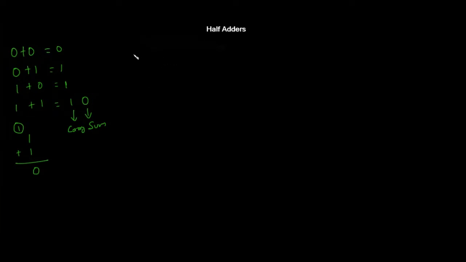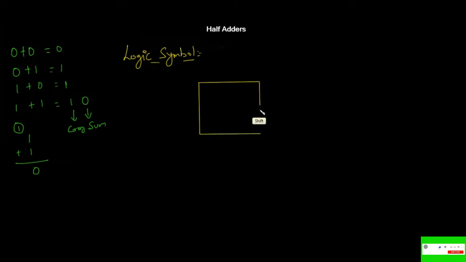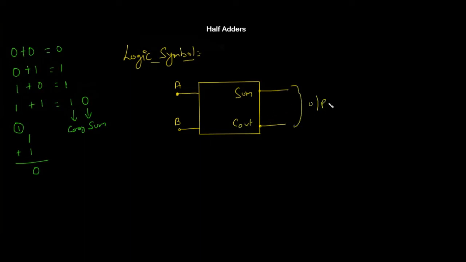So let's see how this thing works. The logic symbol of this half adder goes like this. So the inputs are A and B, right? We are assuming the inputs, and this is the sum, this is one of the outputs, and carry C out, this is one of the outputs. So these two are the outputs, right?